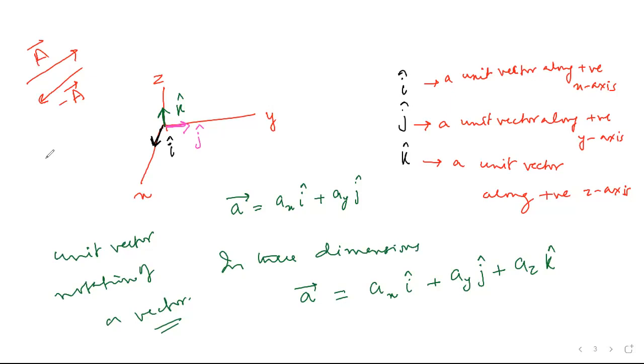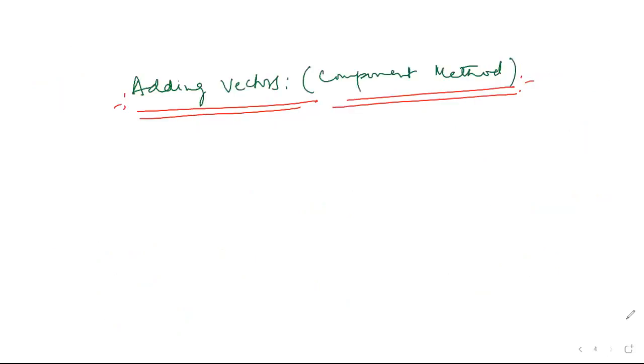Another thing is the zero vector. Zero vector means a vector which has all the three components as zero, right? So let us move now. Now, how do we add vectors using the component method.